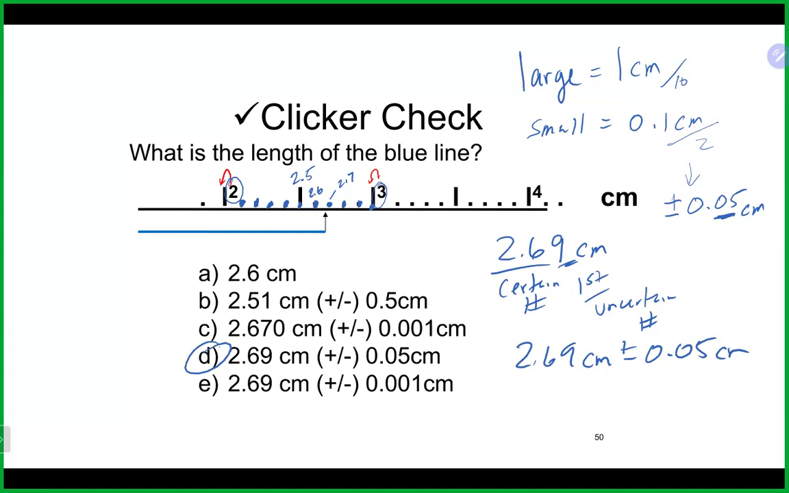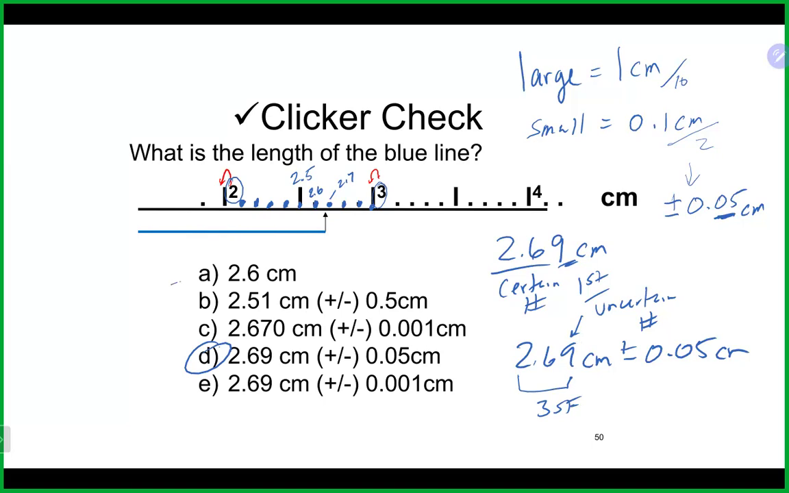That looks like that guy right there. That would have how many significant figures? How many significant figures? It would have 3 significant figures, right? The uncertain digit here being our 9 in this particular case.